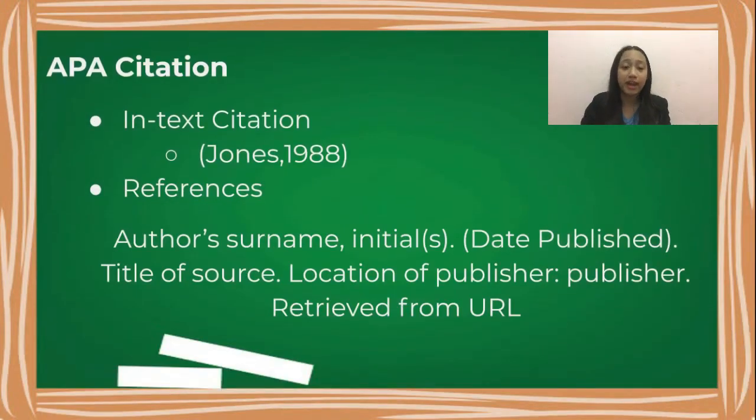So next is the APA citation. So in-text citations, these are citations within the main body of the text and refer to a direct quote or paraphrase. They correspond to a reference in the main reference list. So these citations include the surname of the author and the date of publication only. So for example, Jones, 1988. So in reference, it is composed of author's name, comma, initials, and period, open and close parentheses, date published, period.